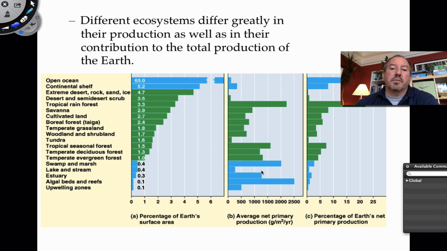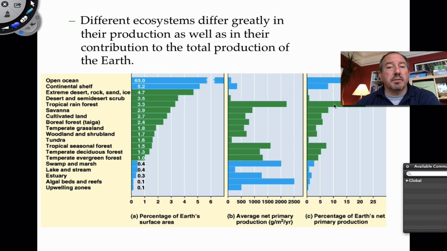But the truth is, if you look at just a small area of it, it doesn't really produce so much. But because it's such a huge area, it produces quite a lot. And then of second importance is the tropical rainforest. So there's a lot of primary productivity in the rainforest as well. And so that's a real productive area.